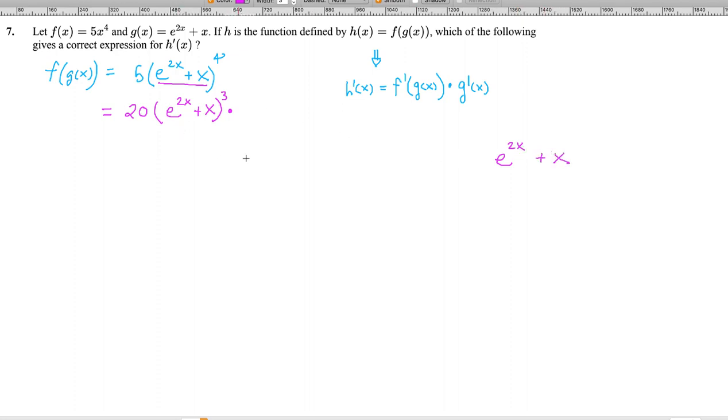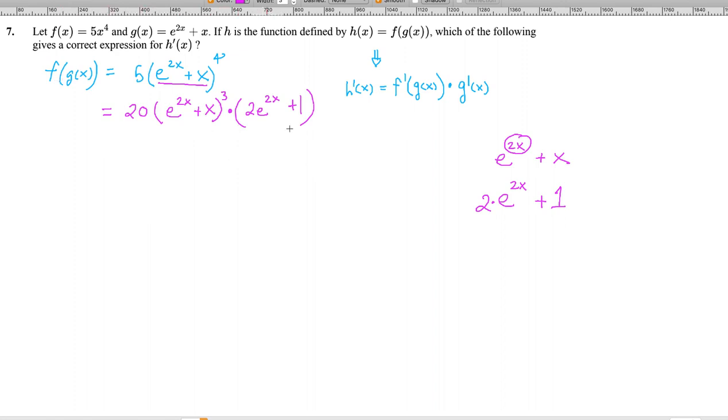If you want to take your time finding that derivative, take your time, because for e to the 2x, what's the derivative of e to the u? E to the u times u prime. In this case, u takes the role of 2x. So it's just e to the 2x times the derivative of 2x, which is just 2, plus the derivative of x, which is just 1. And then I get this expression, 2e to the 2x plus 1. And this is your answer.